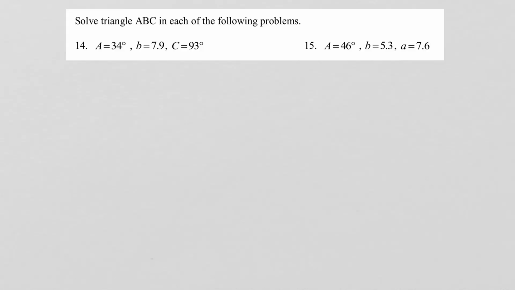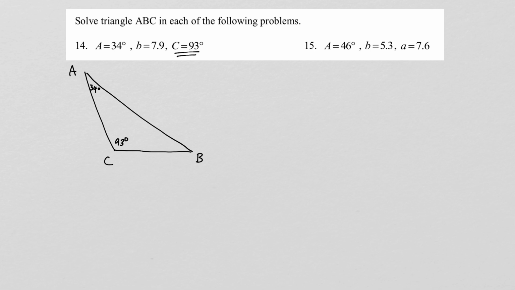In problem 14, we are asked to solve triangle ABC. Notice that this triangle is not a right triangle. So let's try to draw a picture here. Your picture doesn't have to be 100% accurate, but notice that angle C is an obtuse angle. It's 93 degrees. Angle A is 34 degrees. And angle B we do not yet know. Side B is 7.9, which would be this side over here, because side B has to be opposite angle B. So to solve this triangle, we're going to use the law of sines.